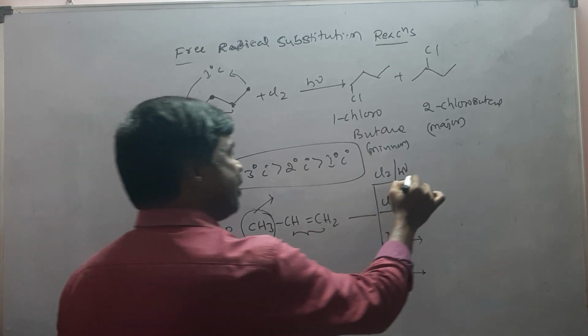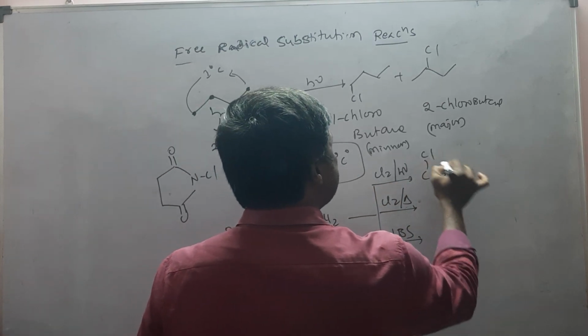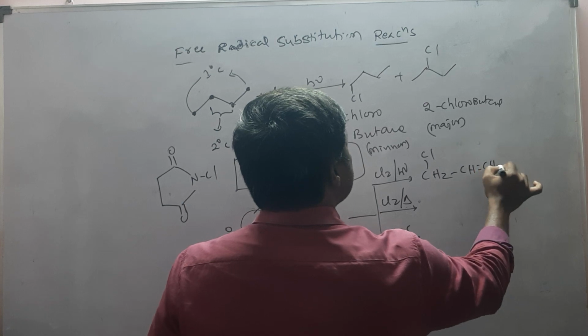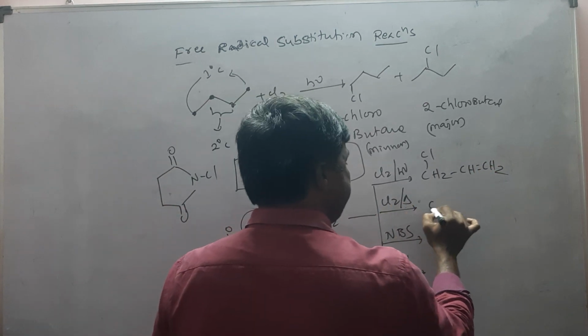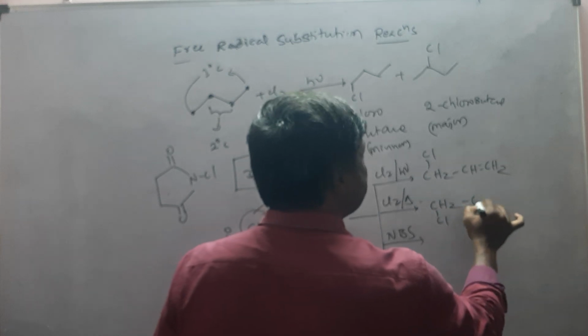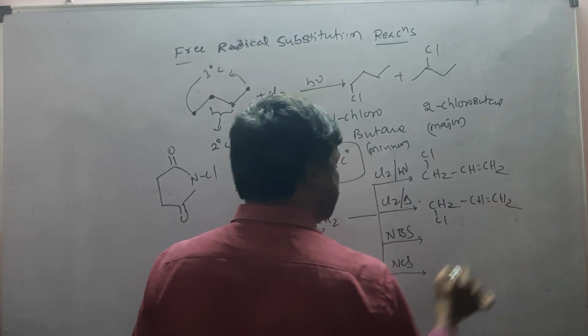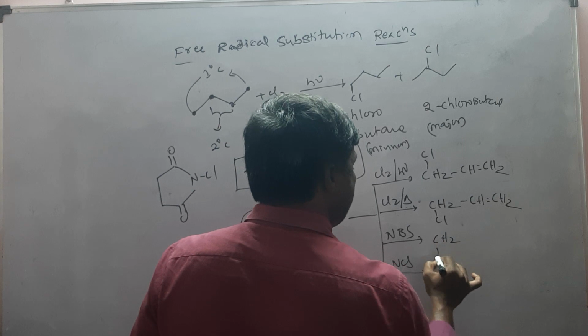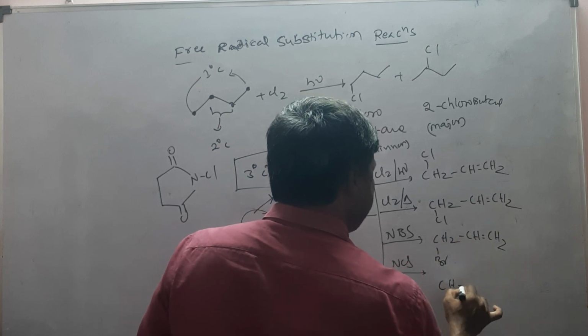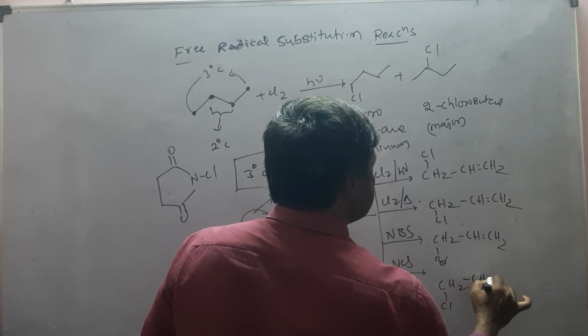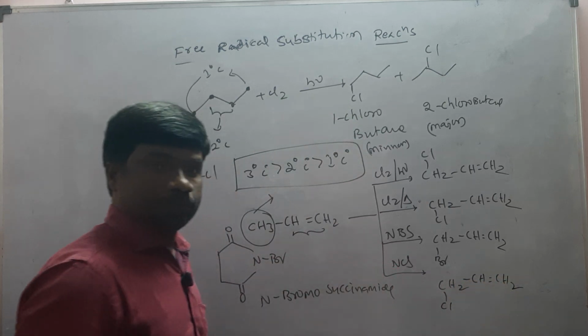The allylic hydrogen is replaced by chlorine, so it is a free radical substitution reaction giving CH2. The same thing happens under sunlight or under high temperature, which we generally call thermal conditions. NBS is also a brominating reagent, and NCS is a chlorinating reagent, giving the same type of product from CH2 double bond CH2.